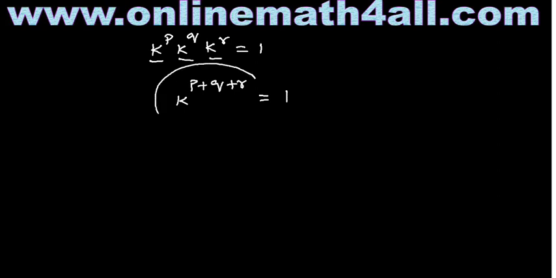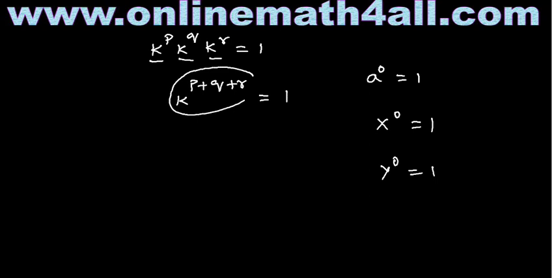So the value of this term will be 1 only if you have the power 0, because anything to the power 0 is equal to 1. For example, you are going to take a to the power 0. So here the base is a, the power is 0. Whenever the power is 0 and the base is any number, its value is 1. The value of x to the power 0 is equal to 1. The value of y to the power 0 is equal to 1, because anything to the power 0 is equal to 1. So here we get k to the power p plus q plus r is equal to 1. It is possible only if p plus q plus r is equal to 0.